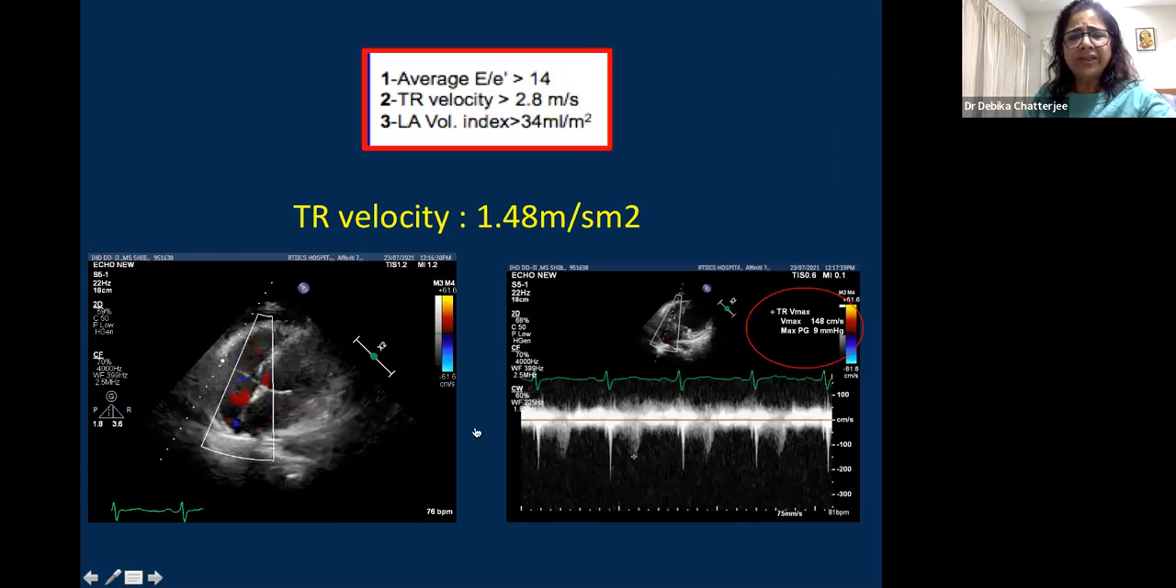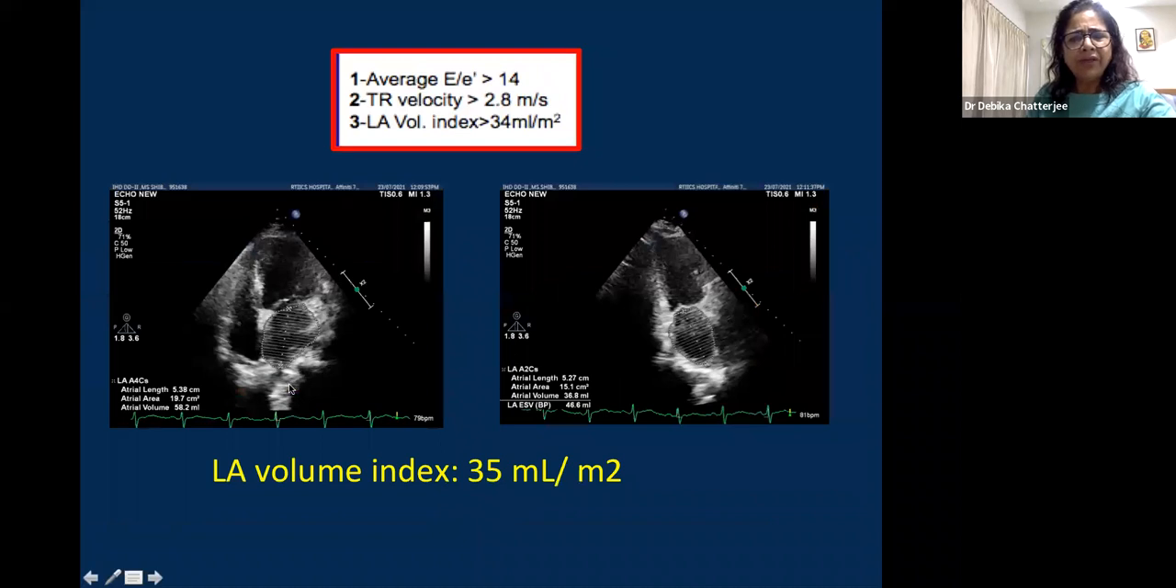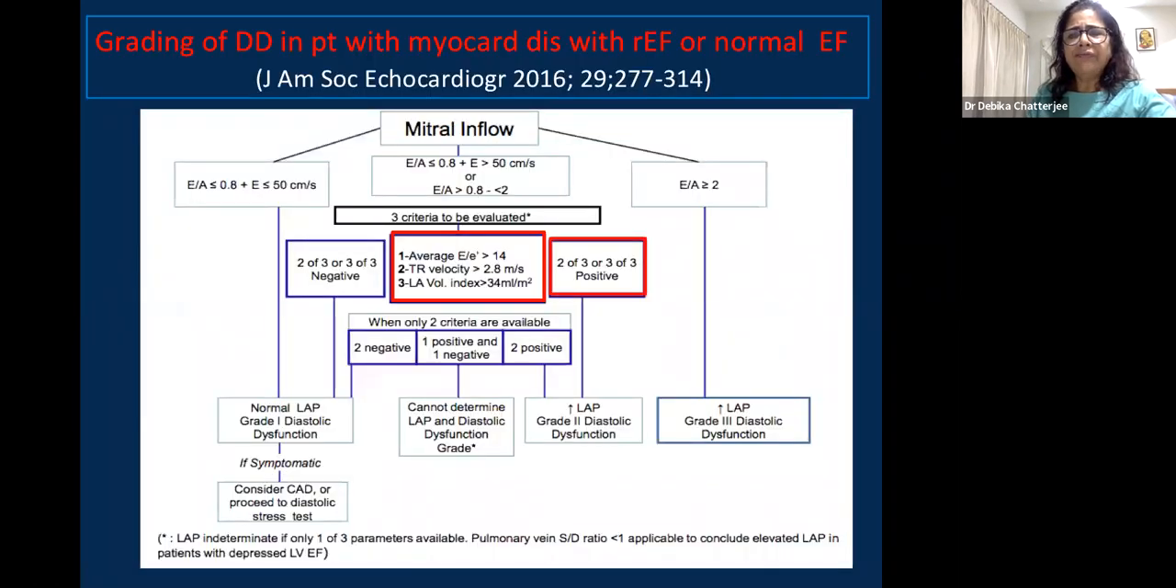Then next I go to the TR velocity. I get a TR velocity of 1.48 meter per second. So it's not fulfilled. Then next I go to the LA volume index, and I find that LA volume index is 35 ml per square meter. So it's positive. So out of 3, 2 are fulfilled. So it's a grade 2 diastolic dysfunction.